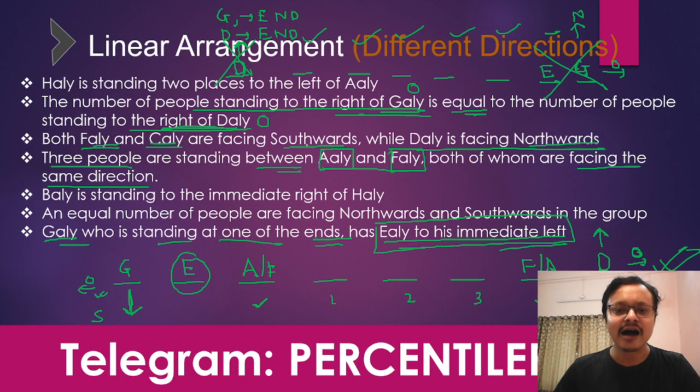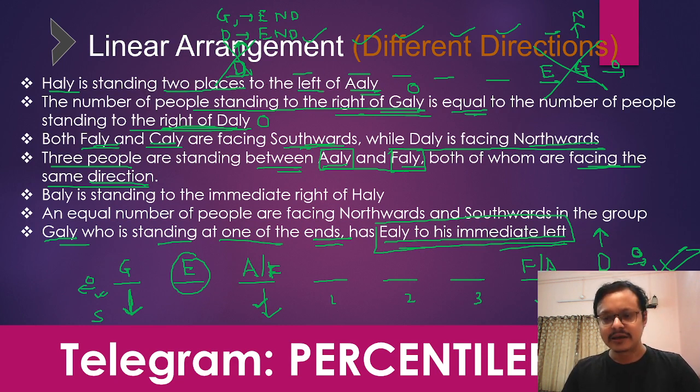Fally and Cally are facing southwards, as well as Ally and Fally are both facing the same direction. So because Fally is facing southwards, Ally is also facing southwards. Now, what is the clue? We already identified that one of these two positions is Ally, the other is Fally. But now there is another clue related to Ally. Ally is two places to the left of Ally.